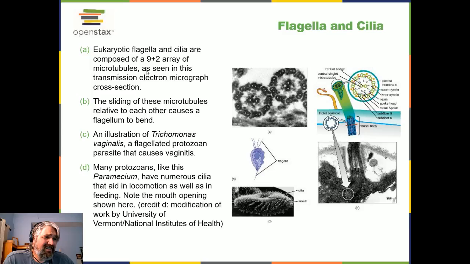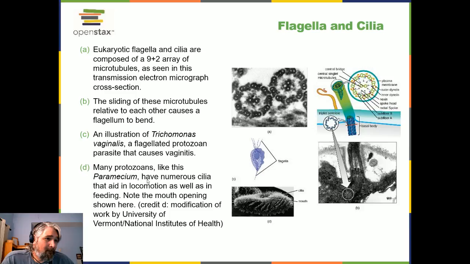again, you'll have to know for sure. But you have two in the middle and 9 pairs surrounding it. So it's 9 pairs and then 1 pair in the middle. And the movement of the flagella is caused by the sliding of these microtubules relative to each other. We have a picture of the Trichomonas vaginalis, the flagellated protozoan parasite.